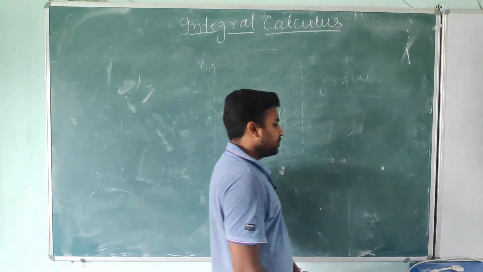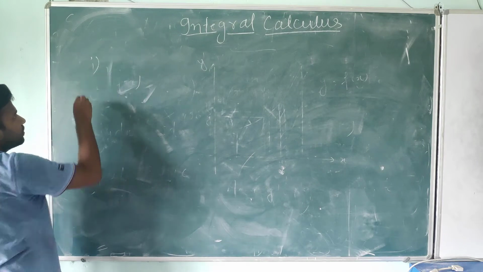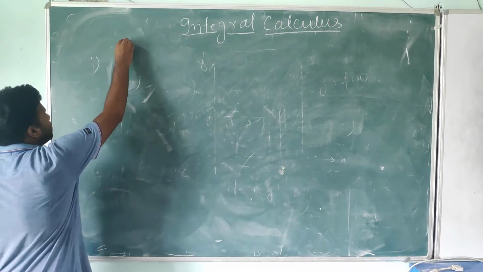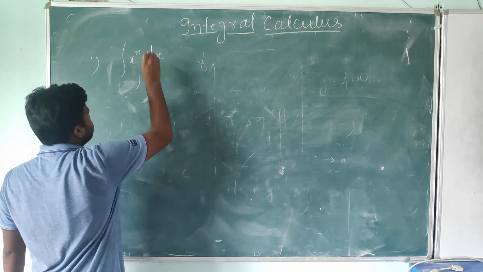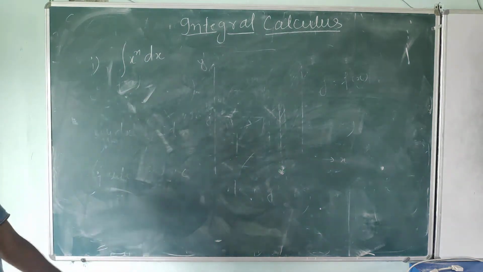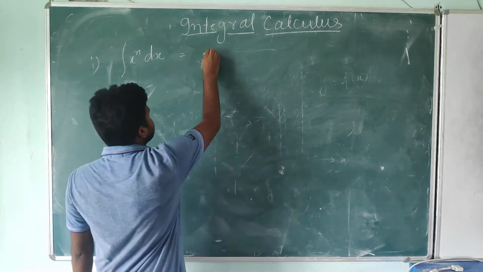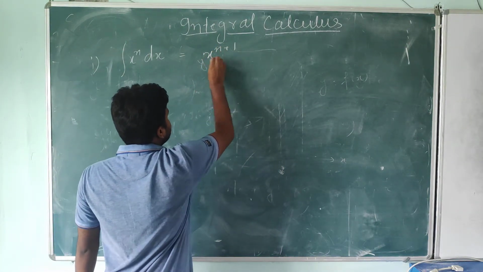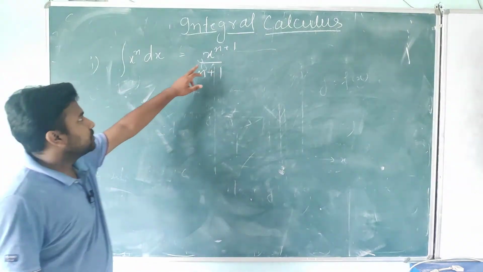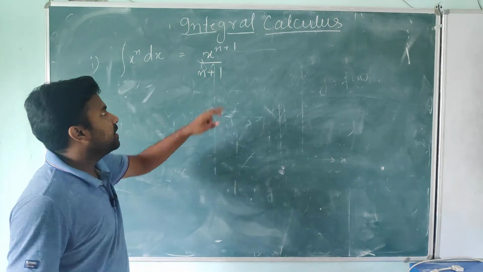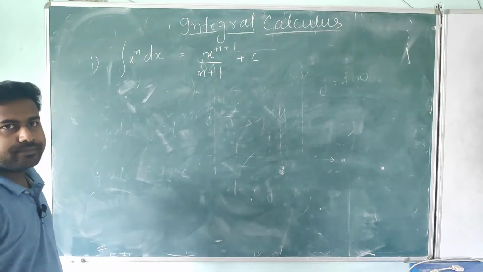Okay, so first I am starting with the first formula. That's the integration of x to the power n dx, and the formula you will get is x to the power n plus 1 divided by n plus 1. Try to understand: x to the power n plus 1 divided by n plus 1 plus c, student. This is one formula.